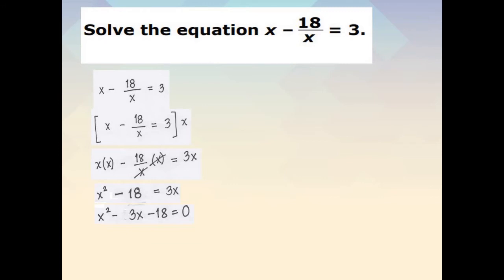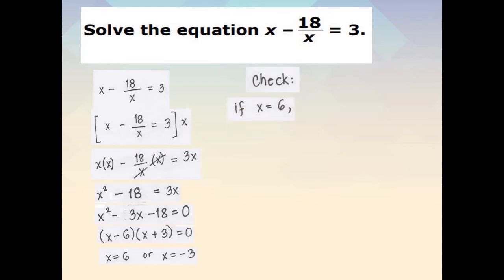Let's now apply factoring. So this becomes (x - 6)(x + 3) = 0. That is, x = 6 or x = -3. Let us now check if x = 6 or x = -3 is true for this equation.